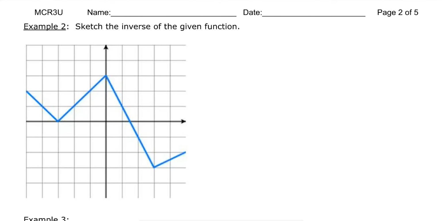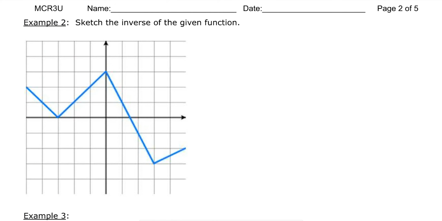Okay, so let's look at a graph. So let's sketch the inverse of the given functions. So you're given a graph, how do you sketch the inverse? Well, it might be useful to look at some of the points here where things are happening on this graph and writing down what those coordinates are.